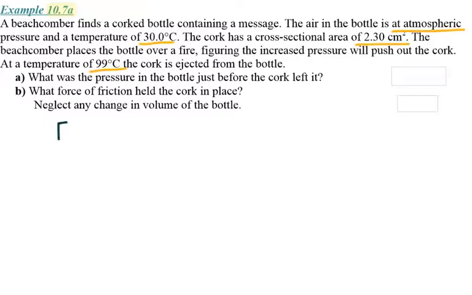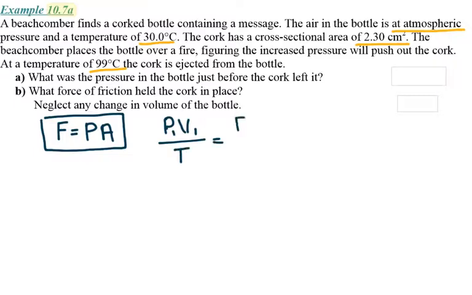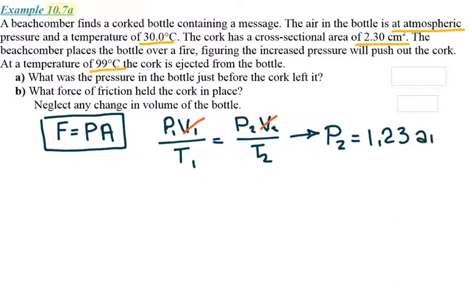So I have the force is equal to pressure times the area, or pressure is equal to force over the area. So I can use that, but at first I need to know the pressure. So I have P1 V1 over T1 is equal to P2 V2 over T2. And because the volume stayed the same when the other parameters changed, I can cancel the volume. And if I plug in my numbers, I get P2 is equal to 1.23 atmospheric pressure.